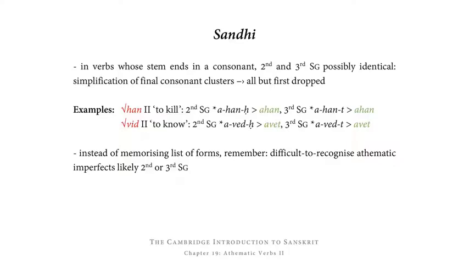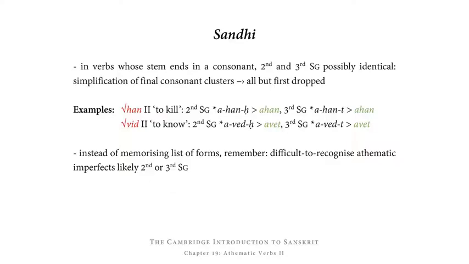We also get some more internal sandhi. Specifically, in verbs whose stem ends in a consonant, the second and third singular forms will possibly look identical. Let's skip down to the examples for a second. Han, class 2, to kill, should theoretically have a second singular form ahanh and a third singular ahant, consisting of the augment a, the stem han, and the second singular ending visarga, or third singular ending t, respectively.